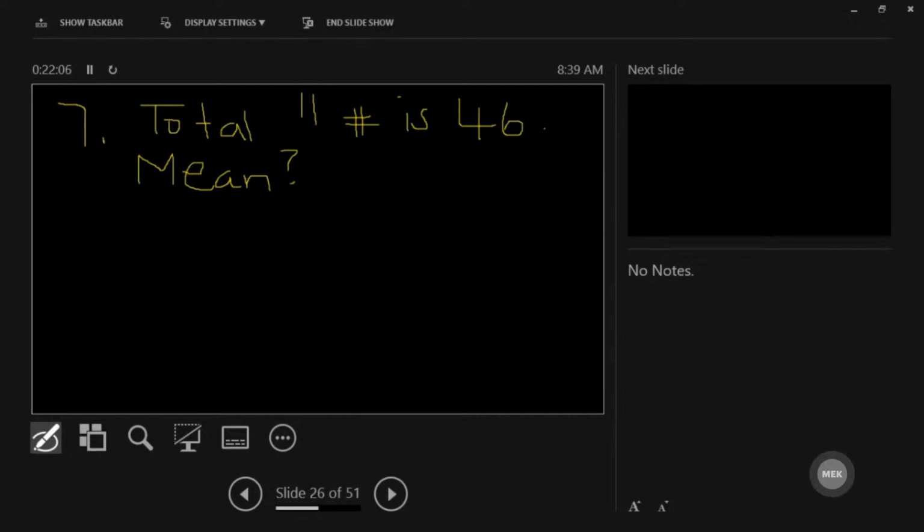Najara and Aiden also got 15 for their answer for question 6. So what's the answer for question 7? You know the total is 46. It's 11 numbers. Aiden is saying 11 divided by 46. No, that's not correct, Aiden. We would not divide 11 by 46. Look at it again.